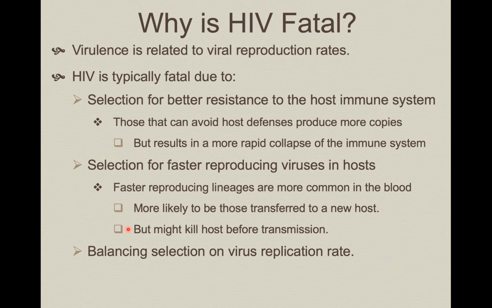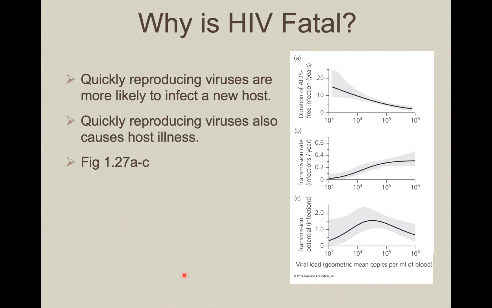On the other hand, if the virus reproduces too slowly and there's very little concentration of the virion in the blood supply, when an individual shares a needle or has unprotected sex, if it's a one and done kind of situation, then there's less likely to be transmission. So this means there's likely balancing selection on virus replication rates. And that's what this study here shows.